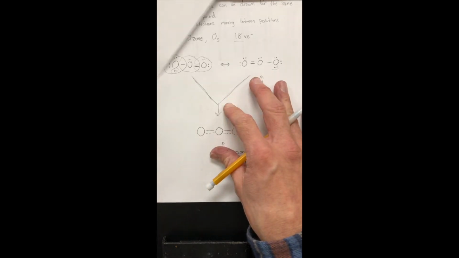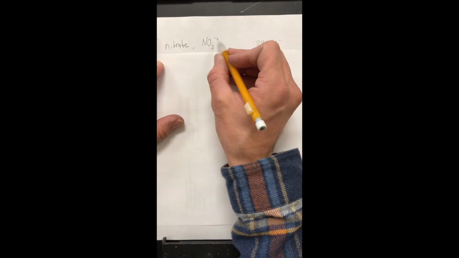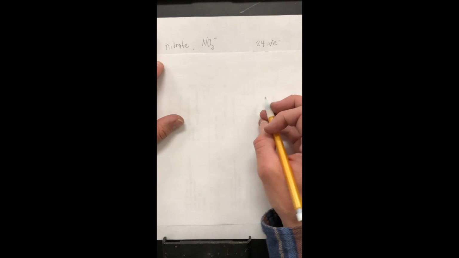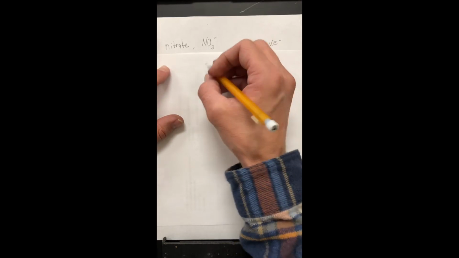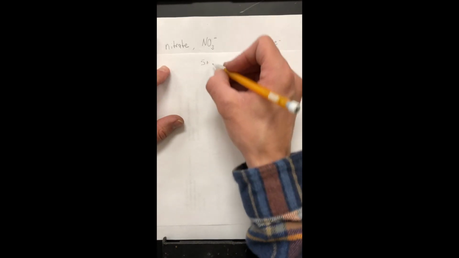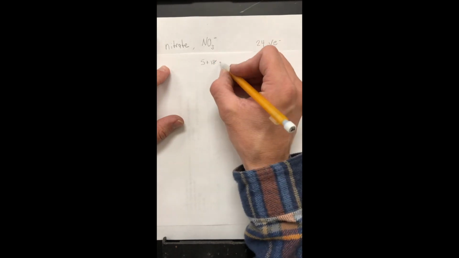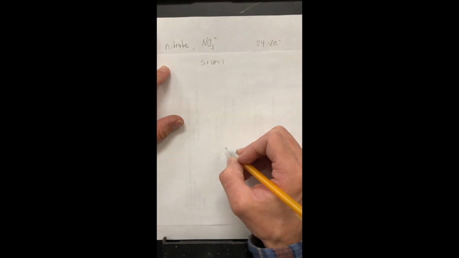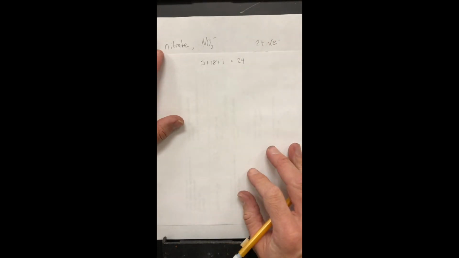Let me show you another quick example besides this one with ozone. My next example is the polyatomic ion nitrate. Nitrate is NO3, and it has a -1 charge. If I count up, nitrogen has 5 valence electrons plus 3 oxygens, which is 18 more valence electrons. And then it's a charge, so there's an additional 1 electron. So that's how we get a total of 24 valence electrons.